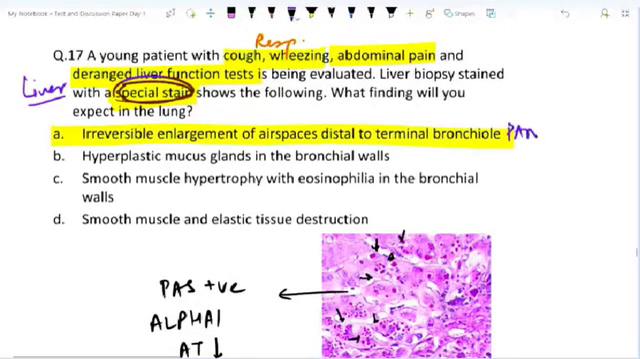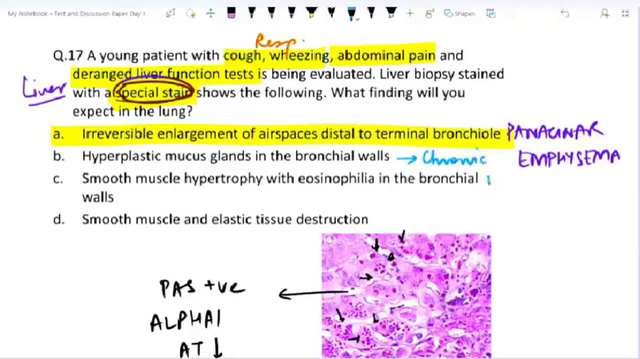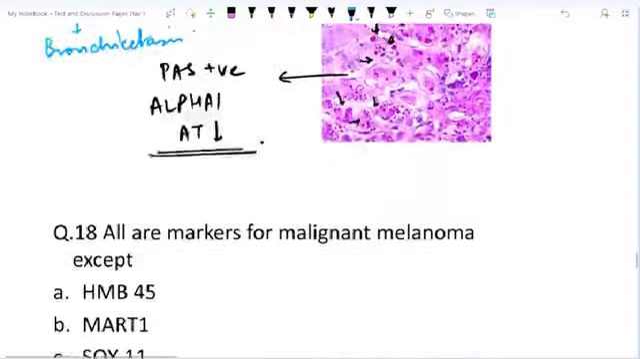Pan-acinar emphysema in the lung. Now, if you look at the next option, hypoplastic mucus glands, this is a case of chronic bronchitis. Mucus gland hyperplasia is the earliest finding in chronic bronchitis. Smooth muscle hypertrophy with eosinophilia in bronchial walls is a finding in asthma. And smooth muscle and elastic destruction is seen in bronchiectasis.